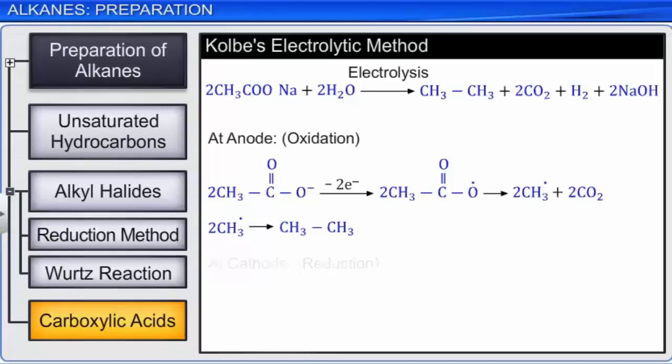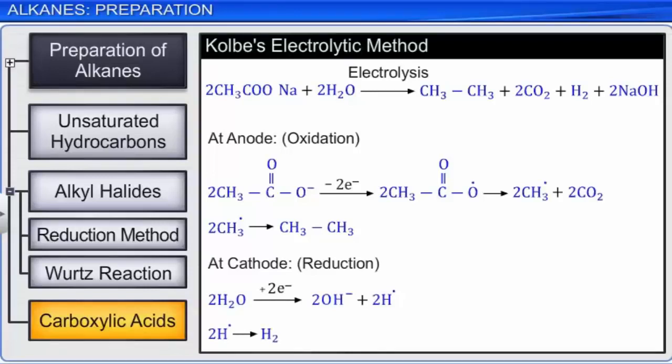At the cathode, water molecules accept the electrons and split up into hydroxyl ions and hydrogen free radicals. Two such hydrogen free radicals combine together and form hydrogen gas. Thus, in the coal-based electrolysis method, alkane is produced at the anode.